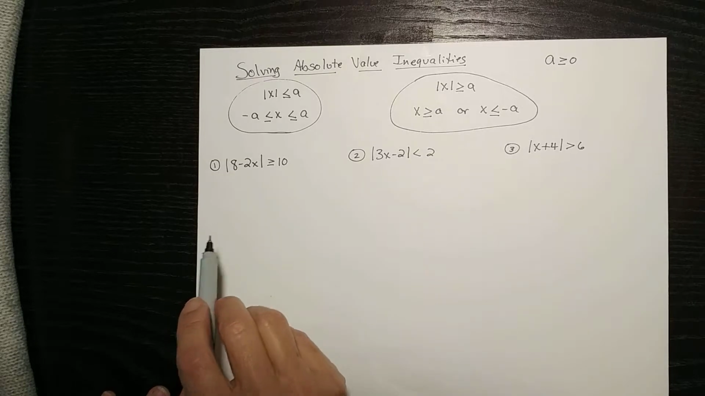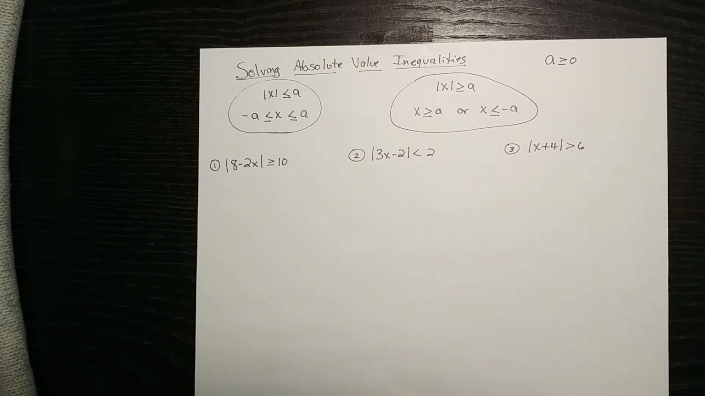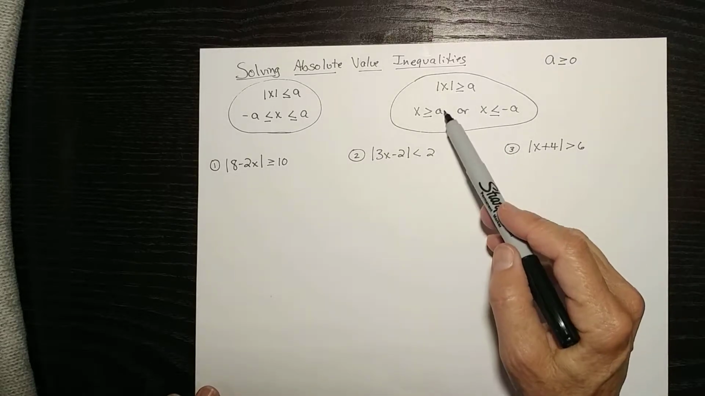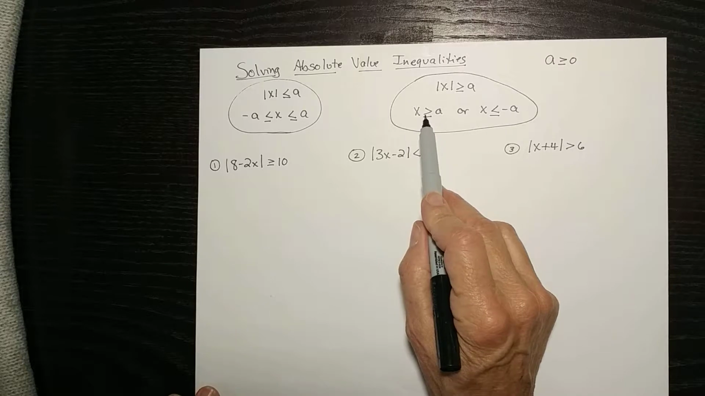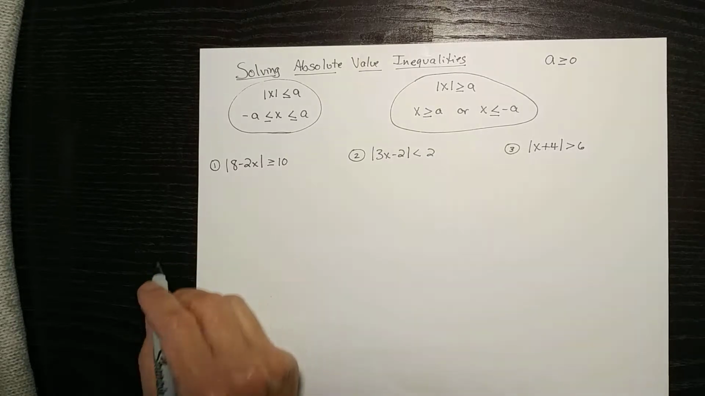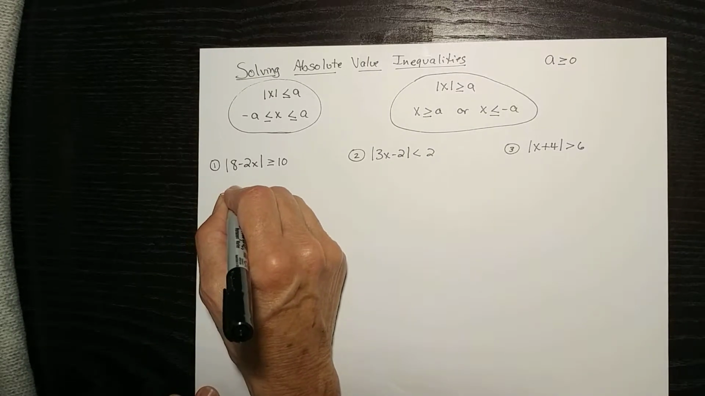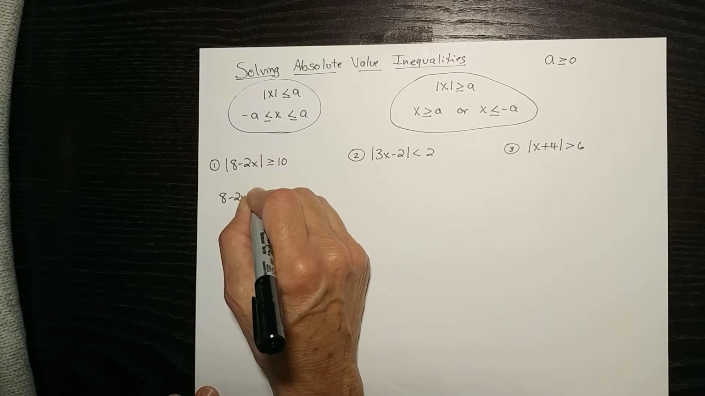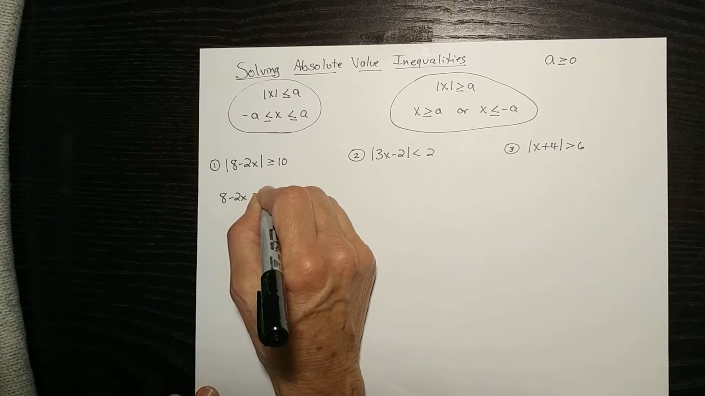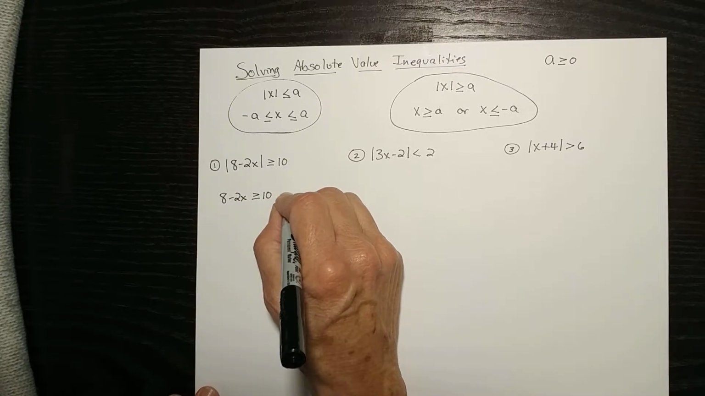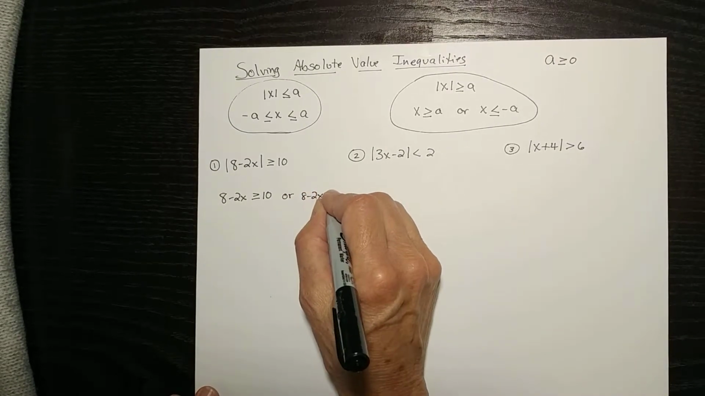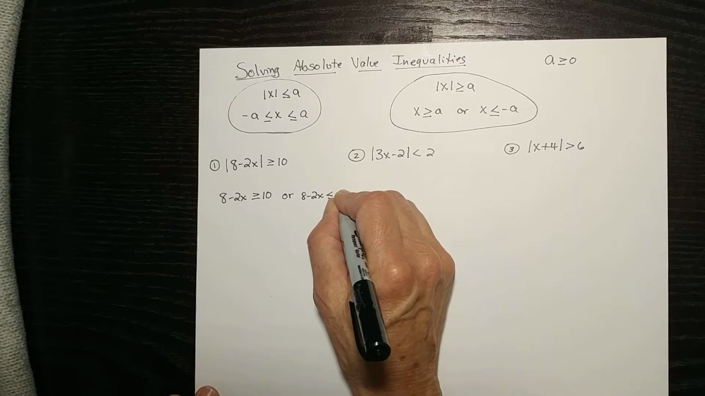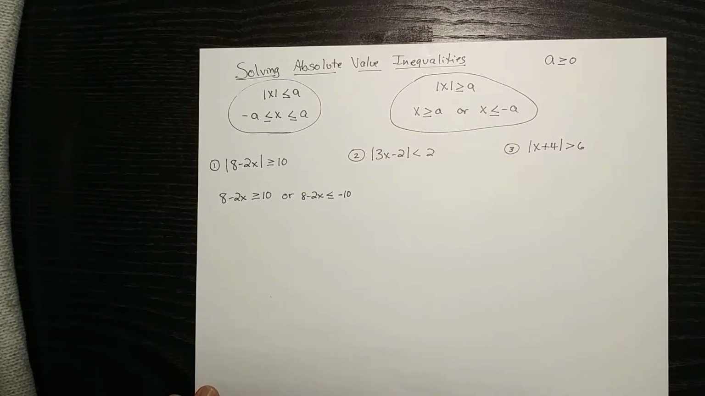Okay, for number 1, we have the absolute value of 8 minus 2x is greater than or equal to 10. So I'm going to apply this rule. When I remove the absolute value signs, I'm going to write x is greater than or equal to A. So in this case, my x is 8 minus 2x, my A is 10: 8 minus 2x is greater than or equal to 10, or 8 minus 2x is less than or equal to the opposite of A, or the opposite of 10.